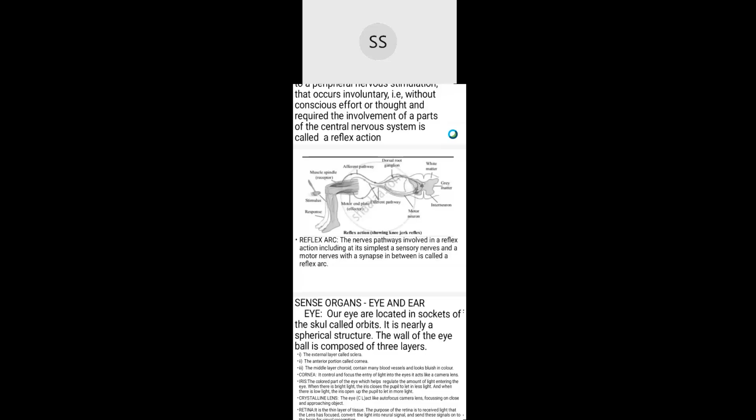Sense organs, eyes and ears. Eyes are located in a socket of the skull called the orbit. It is a nearly spherical structure, and the wall of the eyeball is composed of three layers. The external layer is called sclera, and the anterior portion is called cornea, and the middle layer, choroid, contains many blood vessels and looks bluish in color. Cornea: it controls and focuses the entry of light into the eyes. It acts like a camera lens.